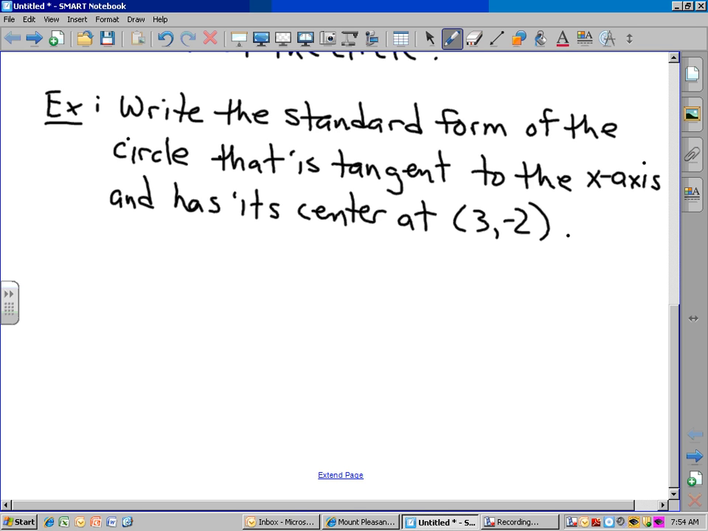What does tangent mean? Touches whatever it's tangent to, right? At one specific point, right? So (3, -2) is the center. It's tangent to the x-axis. Where will it touch? At what point? At (3, 0). Tangent to the x-axis. It's touching at a single point.